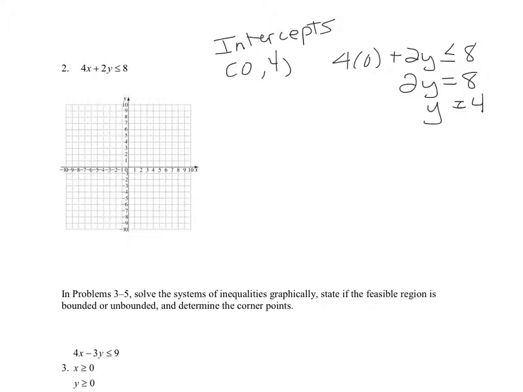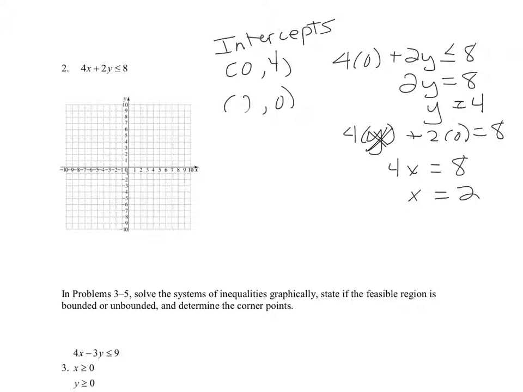So I'm going to have my x-intercept at 0, 4. Now to find the y-intercept, I'll find out what x is when y is 0. So if I come back to this equation, I have 4x plus 2 times 0 equals 8. Actually, I put y there. Sorry, that should be an x. Let me correct that. Then I'm going to have 4x equals 8, and x will equal 2.